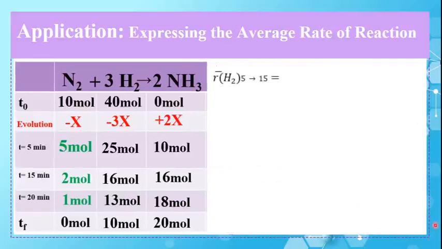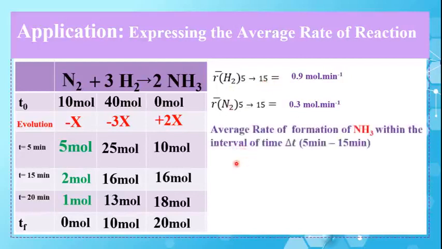So, once more, the average rate of disappearance of H2 in the interval of time 5:15 is equal to 0.9 mol minute minus 1. That of N2 is equal to 0.3 mol minute minus 1, calculated before. Now, let's determine the average rate of formation of NH3 within the interval of time 5:15 minutes. Please take 2 minutes and solve this part.